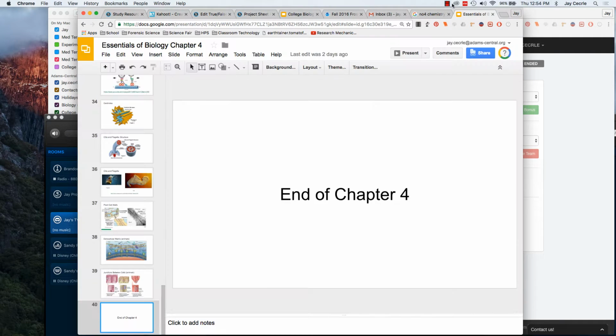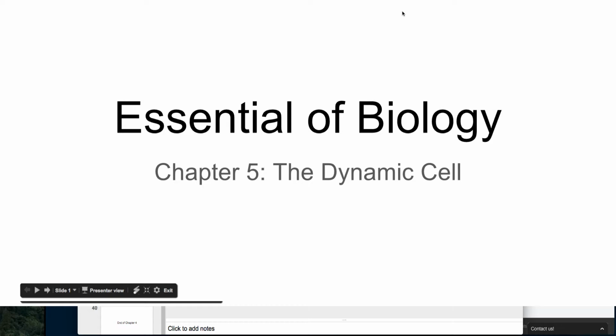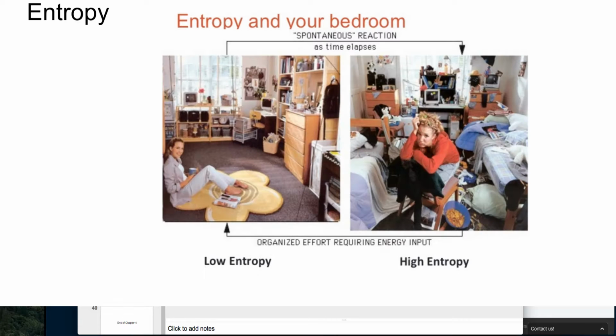Okay, that ends chapter 4. I'm going to stop that. This is obviously a little bit shorter on the notes, which is good. But there's a lot of info in here that sets us up well for chapters 6 and 7.